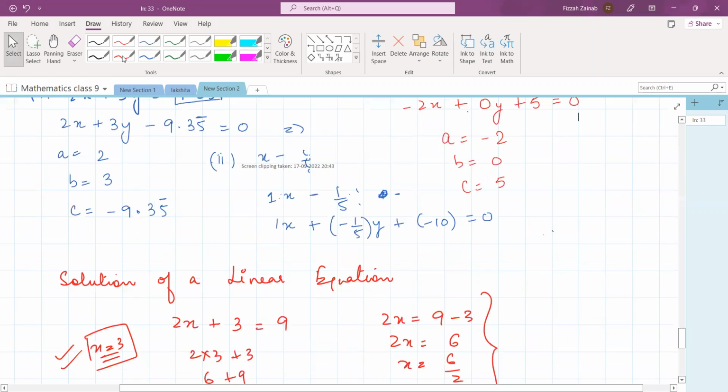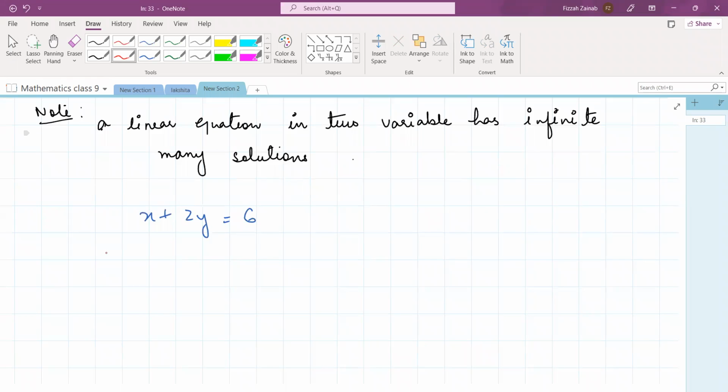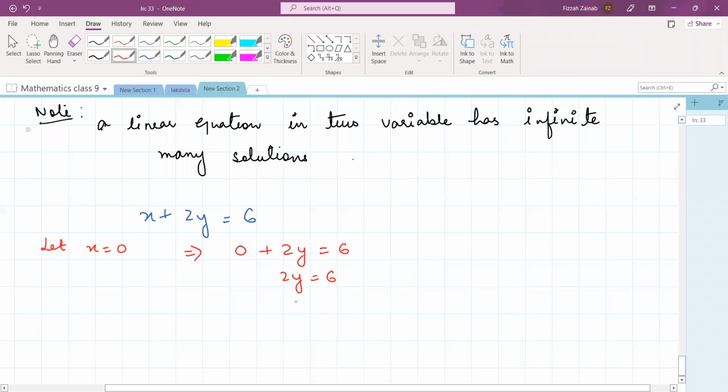What you do here is you assume some values of one variable. You can assume values for x or you can assume values for y, that's your choice. So let us assume some values for x. We start taking one by one. Let's take x is equal to 0, and we put this value in the equation and get the value of y. So this will become 0 plus 2y is equal to 6, which means 2y is equal to 6, and y is equal to 6 divided by 2. This gives you y is equal to 3. So x is equal to 0 and y is equal to 3 is one possible solution of this equation.